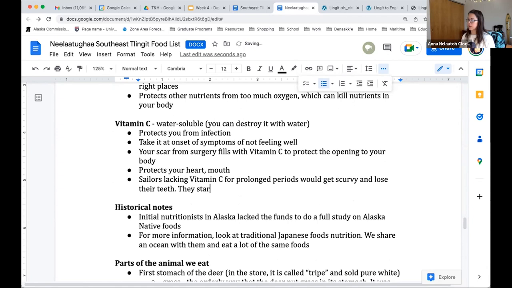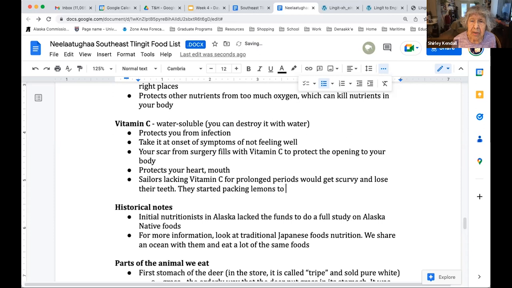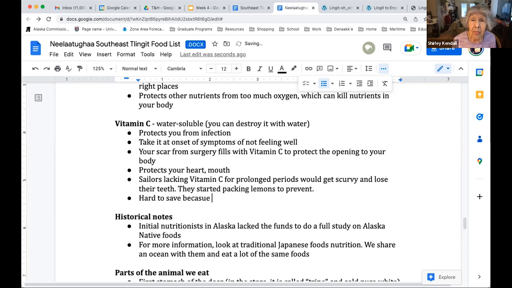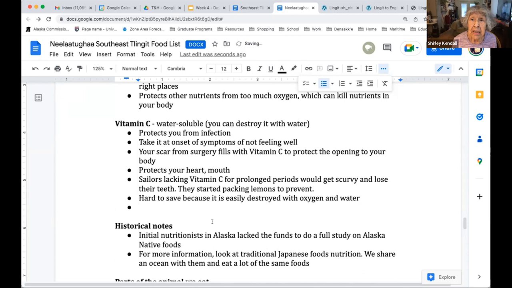And it's hard to save it because, like I said, it can be destroyed easily with oxygen and with water. So it's a special protection that you have, and it's very easily lost and destroyed.